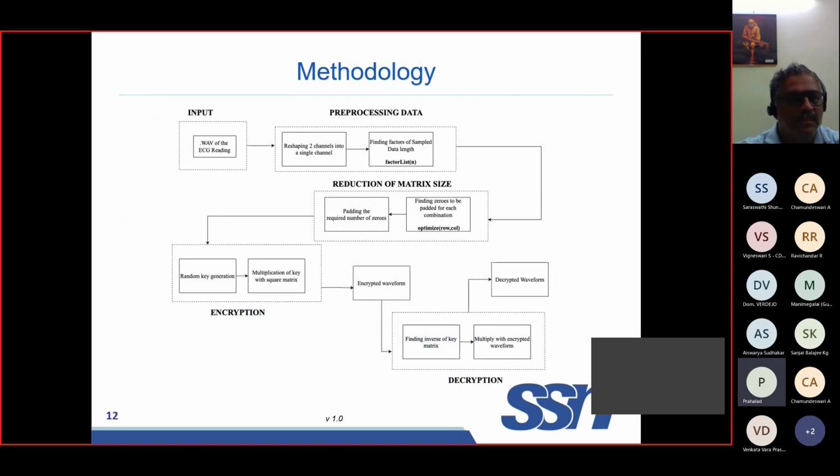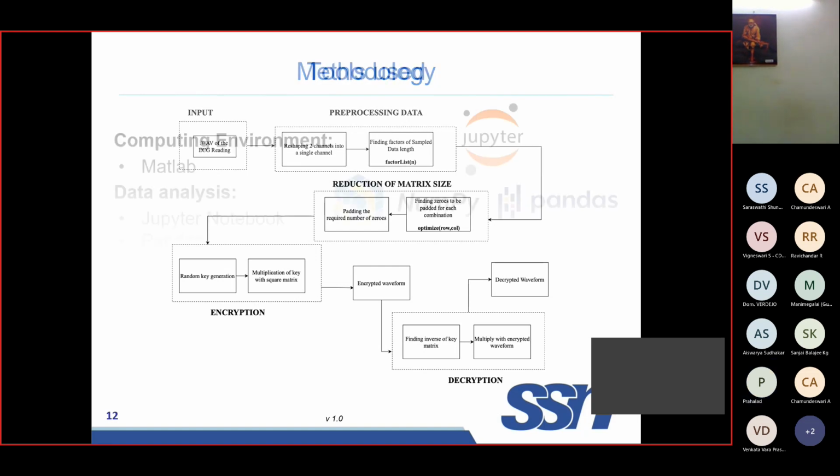We first read the ECG waveform, we reshape it into a single channel from the stereo format, and we also need to reduce the size of the matrix. It is done by finding the most optimal combination of rows and columns, and we pad only the minimum number of zeros that are required. We generate a random key, multiply it with the reshaped matrix, and get an encrypted waveform. We also decrypt it to check the similarity between the decrypted and the original waveform, and finally we apply some evaluation metrics to test our overall strategy.